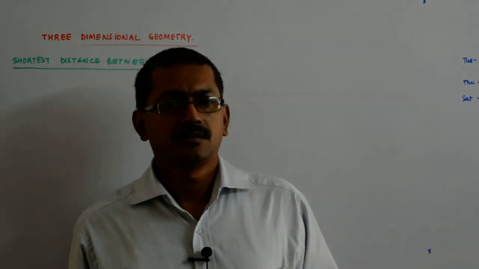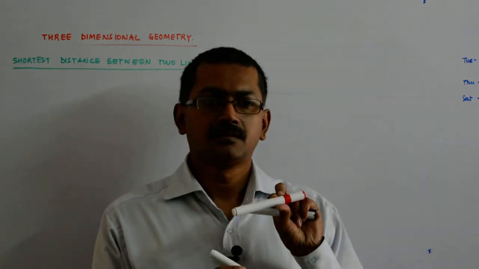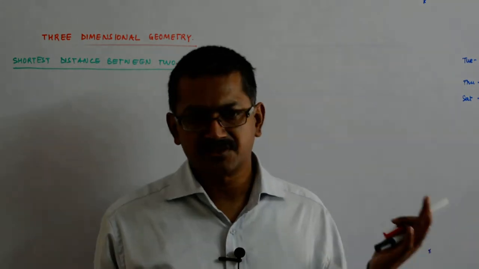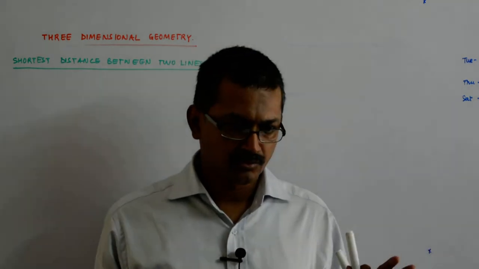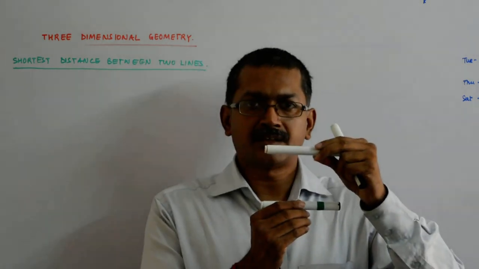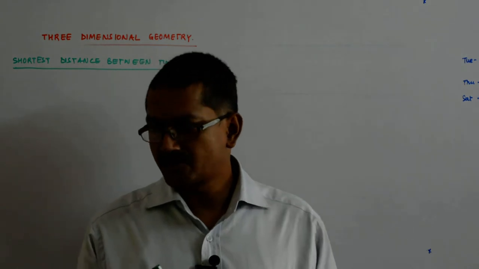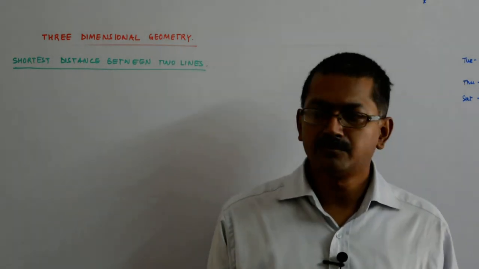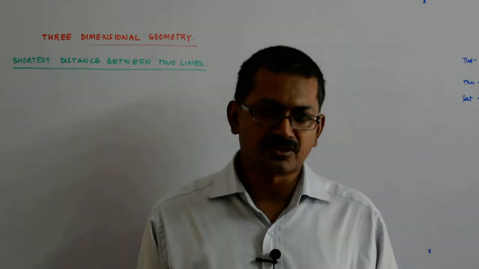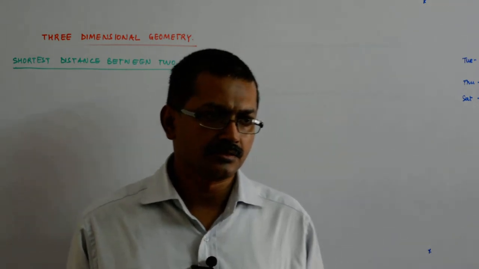Now you see, in 2D, whenever lines are not parallel, they have to intersect each other, and hence the shortest distance between those lines will be 0. And whenever you have parallel lines in 2D, they'll obviously not intersect and the distance between them remains the same. So the shortest distance is the perpendicular distance at any point. At any point you take the distance.